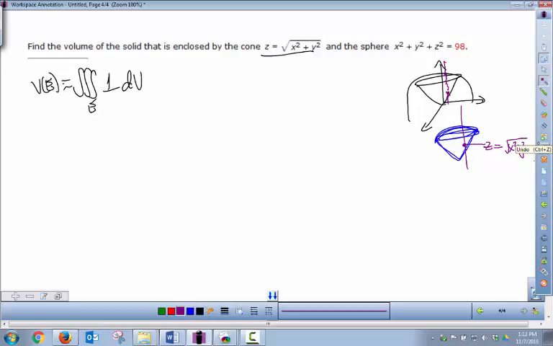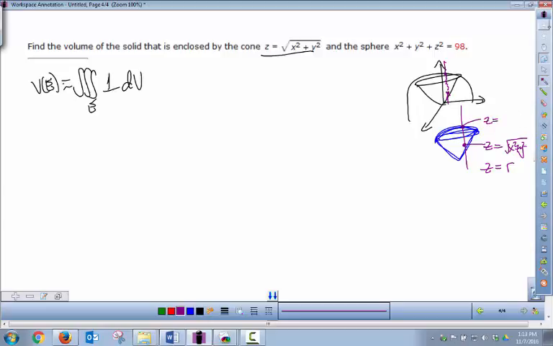and since we're going to go into cylindrical coordinates, we probably should start looking at this in cylindrical coordinates. And so how would you write this in cylindrical coordinates? Square root of r squared, right? Which is just r.